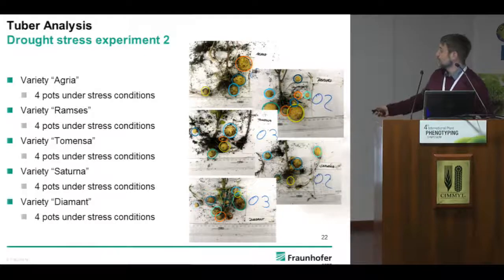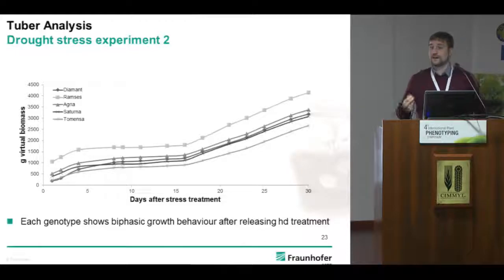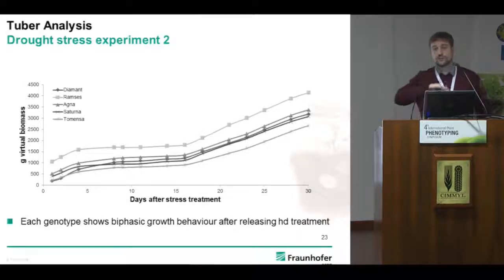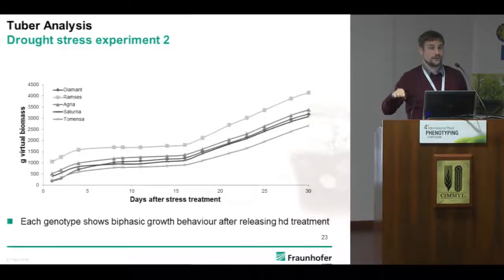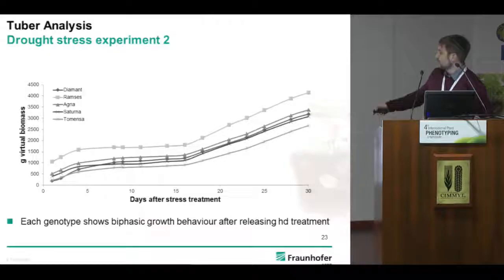And so in this experiment we scanned 4 pots each for the different varieties: Agria, Ramses, Tomensa, Saturna and Diamond again. And for each of them what we see was this biphasic growth. It means during the stress phase there was a stagnation in growth, as also already seen for the variety Diamond, and afterward there was a release. And here you can also see the different yield of the mean tuber weight in each pot.